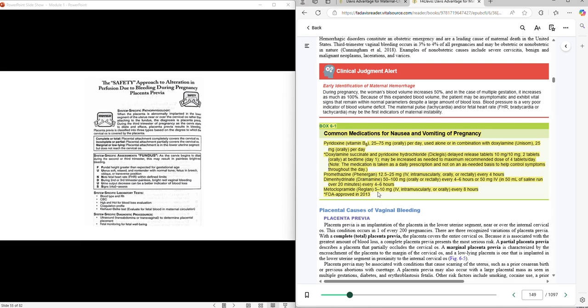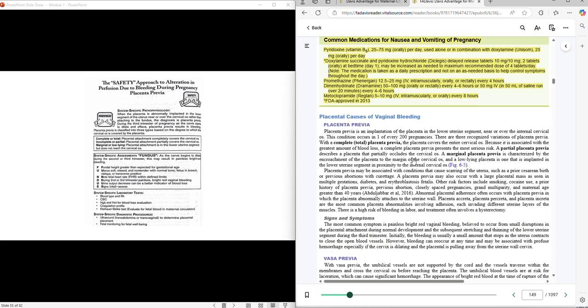What's another one? Zofran. It's not listed on here, but that's another big one. Dramamine, diphenhydramine, and then metoclopramide is our Reglan. Those are our big ones, okay? B6 is also used. So Unisom and the doxylamine succinate, Diclegis, which is our pyridoxine hydrochloride.